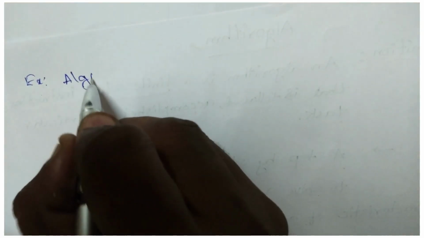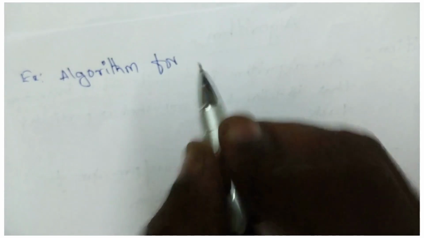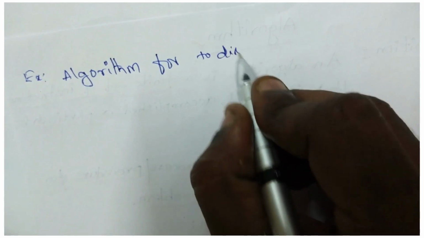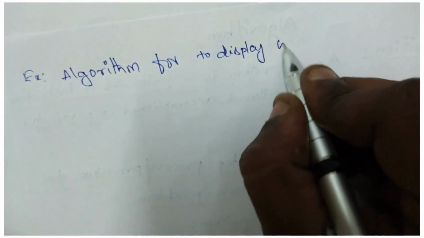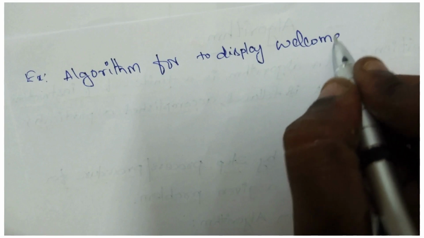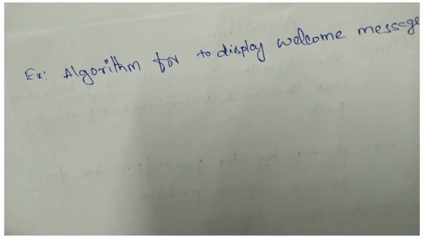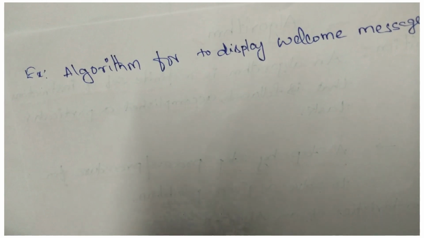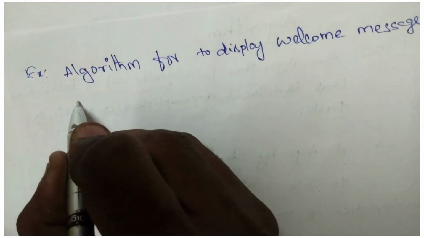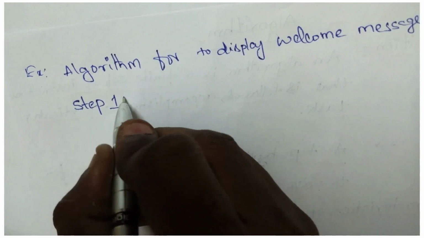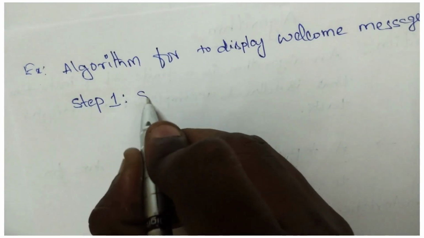suppose an algorithm to display a welcome message. Just simply I want to display some welcome message, right, as an output. That is the problem. Now how do you have to start the algorithm? Algorithm is nothing but a step-by-step process. What is step 1? You have to start. Step 1 is always start.